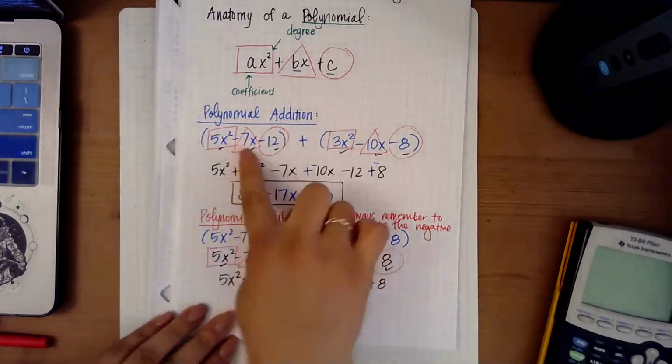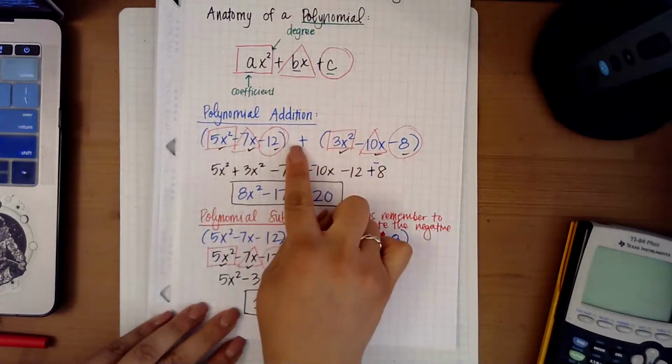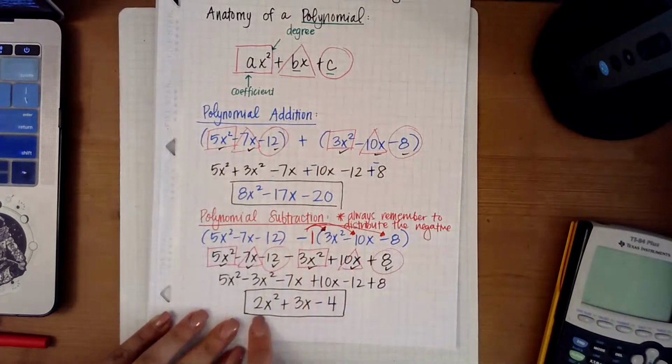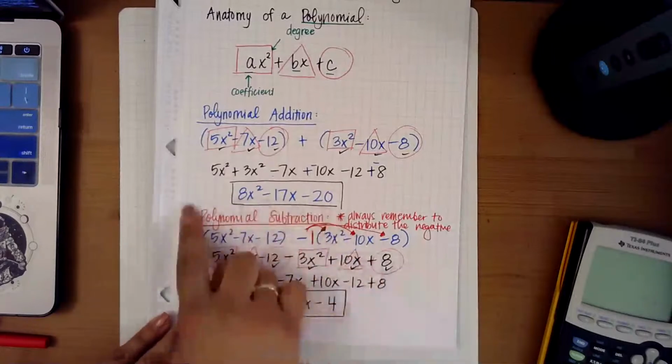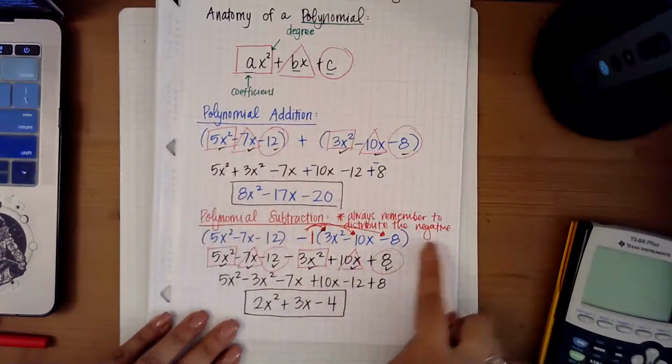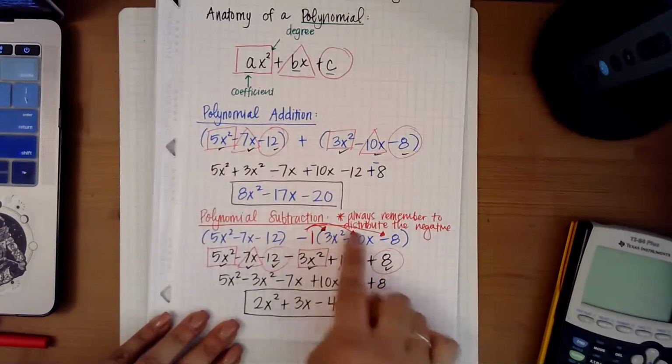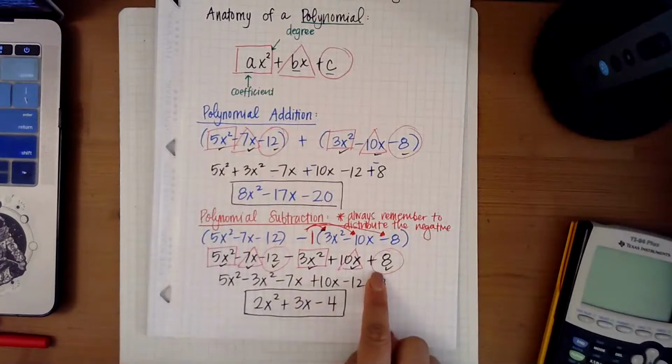But notice I took the two same polynomials that I had added, but this time I subtracted, and my answer was very different. So with polynomial subtraction, we must always remember to distribute that negative by doing this little step right here. Okay?